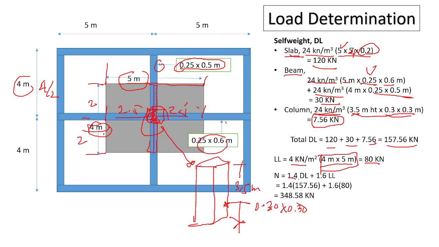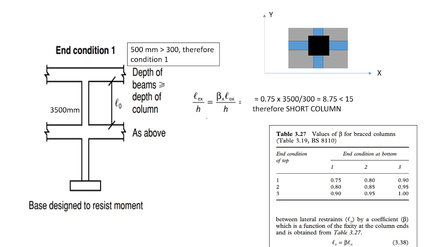Using this combination, 1.4 dead load, then 1.6 live load, we get this combined axial load acting on the slab. We also try to check if the condition of this one is short or slender. Again, the same approach with what we have. That condition 1, if you have this state or this condition, if this one is the same as above, so this is 1 and this is also 1.